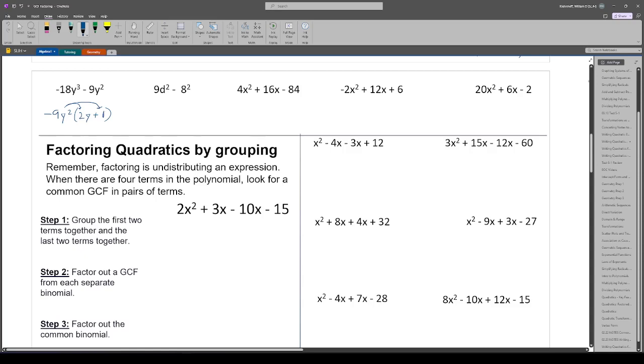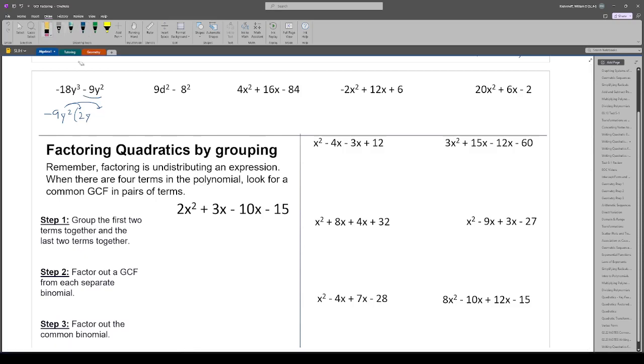A common mistake is to say, oh, we took away negative 9y squared, so there's nothing left here. And sometimes I'll see the error where we put just 2y and we lose the second term entirely. That's impossible. We can't do that. So we have to make sure that when we divide negative 9y squared by negative 9y squared, we're still left with 1 for this second term of our binomial.